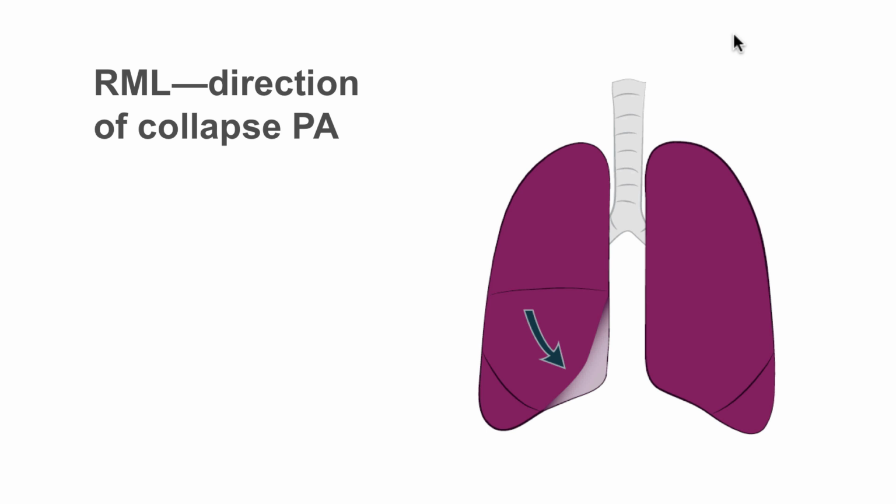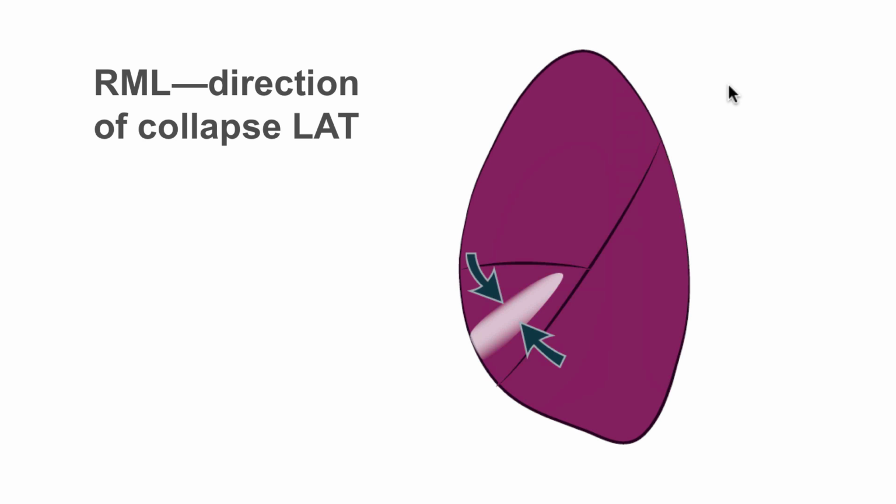In right middle lobe collapse, the direction of the collapse on a PA film is medial and inferior, and the minor fissure will be displaced in this direction. On the lateral film, we would expect the minor fissure to be displaced inferiorly and the inferior aspect of the oblique fissure to be displaced superiorly.